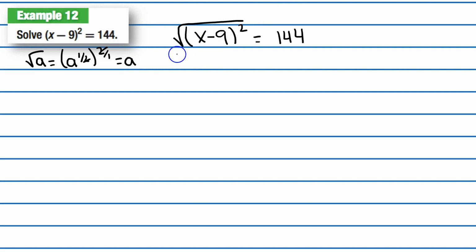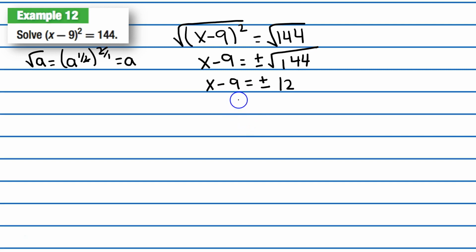But I can't just square root one side without square rooting the other side. Just like I can't just add to one side and leave the other one hanging. I have to do the same thing to both sides of the equation. So I have x minus 9, which is equal to plus or minus the square root of 144. Alright, so let's go ahead and simplify this again. X minus 9 is equal to plus or minus, well, the square root of 144 is 12.